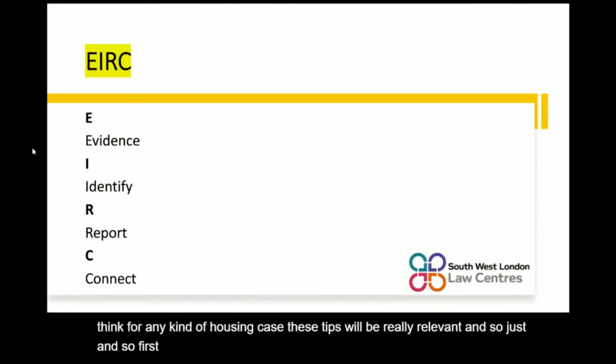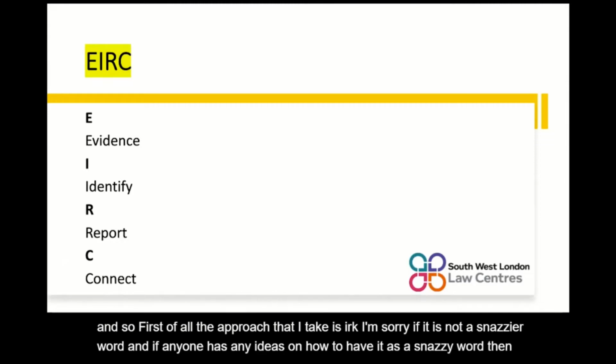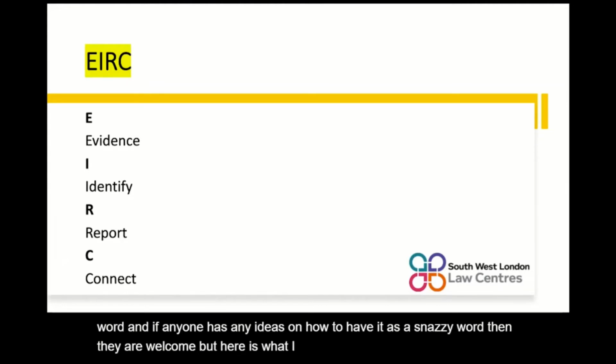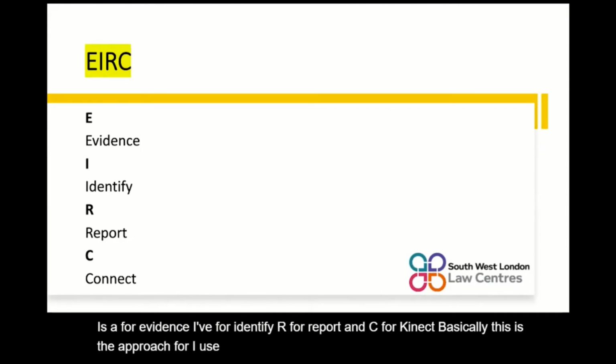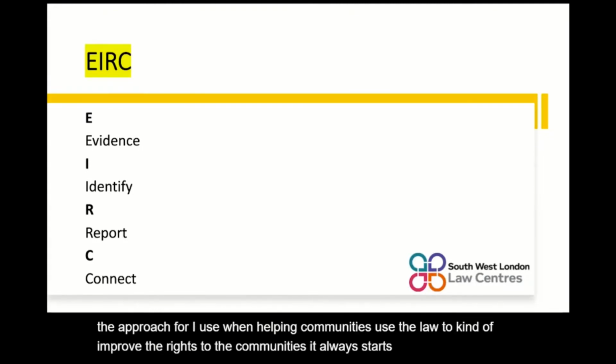So first of all, the approach that I take is EIRC. I'm sorry that it's not a snazzier word. If anyone has any ideas on how to have it as a snazzier word, then they are welcome. But EIRC is what I use. EIRC is E for evidence, I for identify, R for report and C for connect. Basically, this is the approach that I use when helping communities use the law to improve the rights of the communities. It always starts with evidence, which is obviously what we're talking about today.